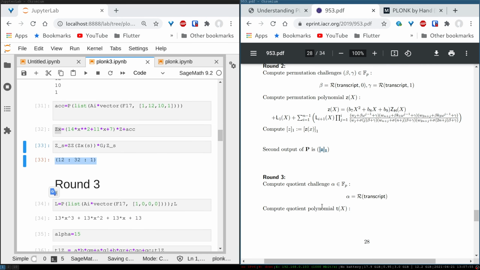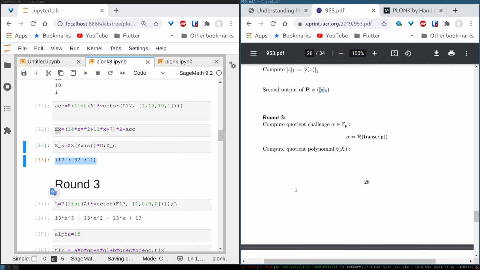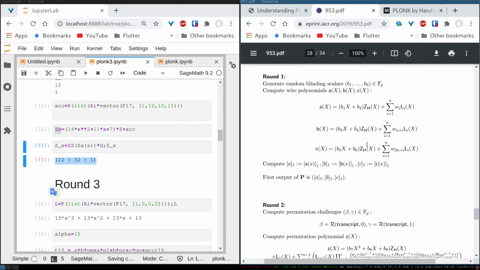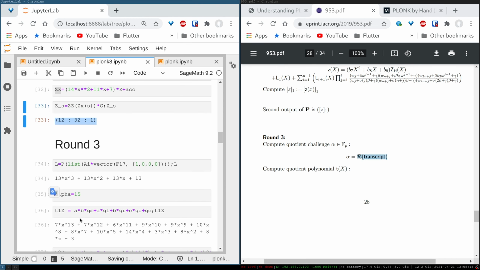Okay, round 3 is the quotient challenge. Quotient challenge is going to be super big, but same idea here. We find a value alpha. So alpha is also hash of the transcript. But in our example, we can use whatever we want. So alpha here, pick 15.